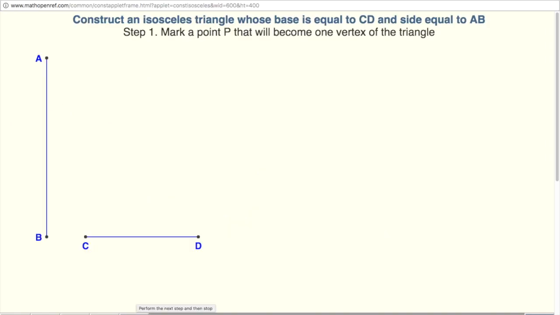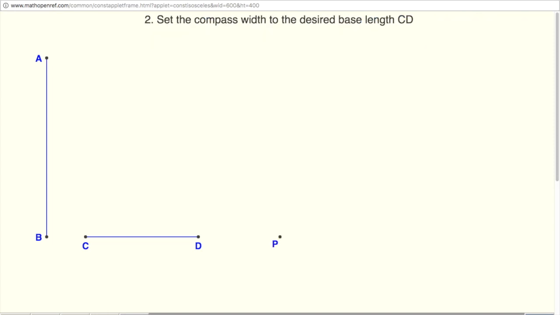Now we're going to make an isosceles triangle if you're given the base and then one of the sides. Remember, an isosceles triangle has two congruent sides. So AB in this case, the side, you're going to have another side that's equal to that. So, step 1, mark a point P that will become the vertex of the triangle. Set the compass width to the length of CD.